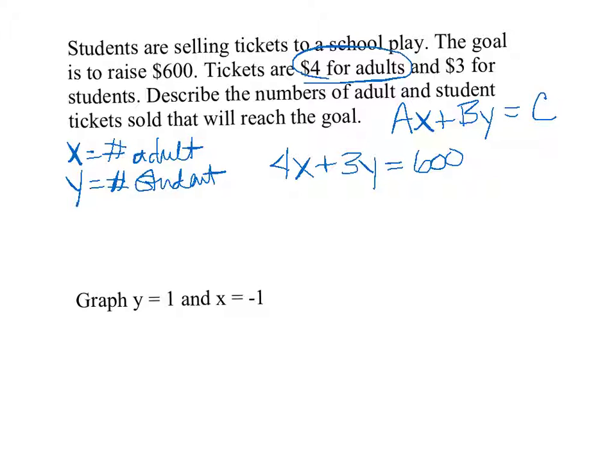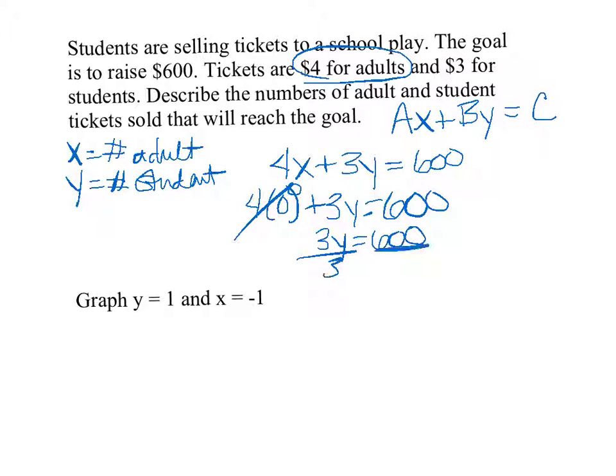Okay, describe the numbers of adult and student tickets sold that will reach the goal. So we could say, well, what if there was absolutely no adult tickets? So 4 times 0 is 0, 3y equals 600, divide by 3, y equals 200. So that would mean if we sold absolutely no adult tickets, we would have to sell 200 student tickets.